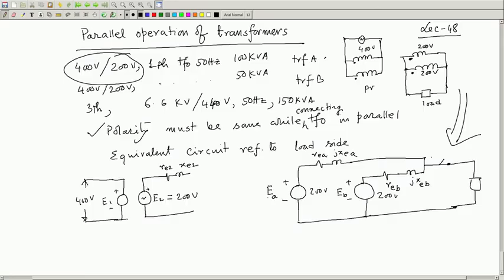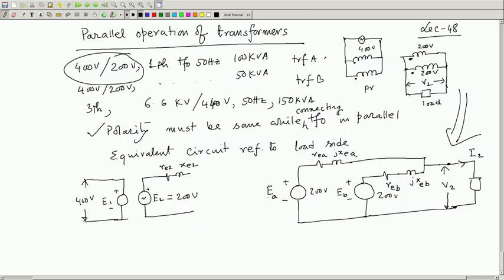Now, to understand the other important conditions to be fulfilled, this circuit is drawn, and I say that what I should ask is, let us try to calculate. Suppose this voltage is the terminal voltage V2, the common secondary terminal voltage here. This is V2, and this is the secondary current I2.